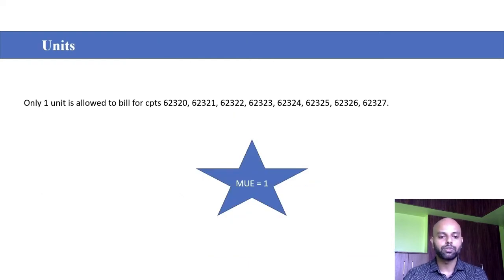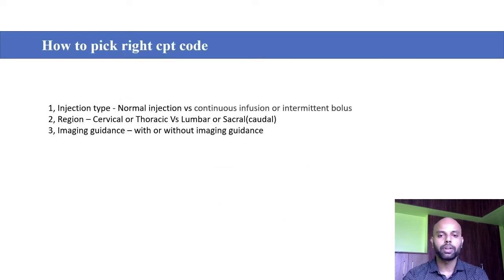The coding guideline for CPT codes 62320 to 62327 is that you have to use only 1 unit. And how do you pick the right code for epidural injections? You have to follow these 3 instructions when picking the right code.